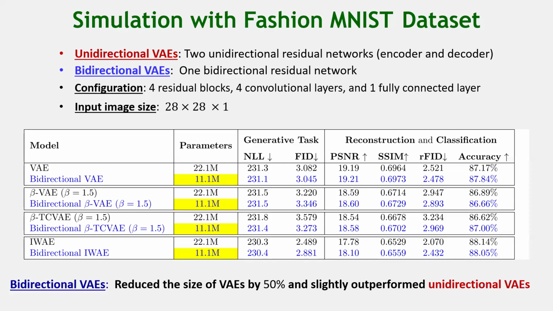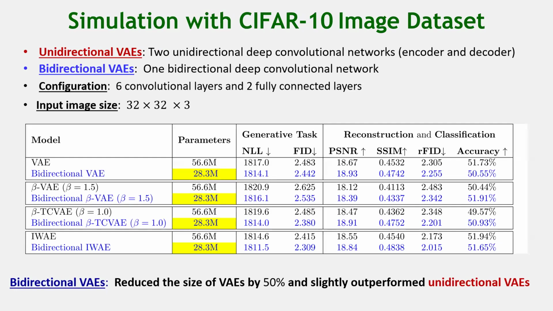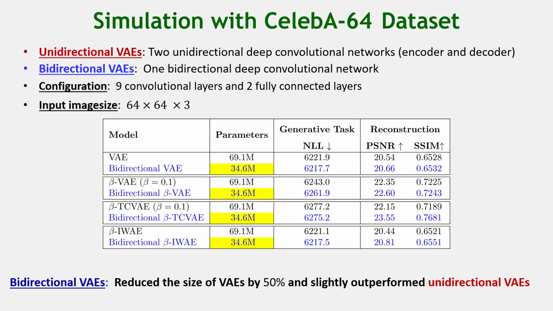In the Fashion case, what we see, you see in the yellow, Fashion MNIST, that we roughly cut in half the number of parameters, and all the performance measures go in the right direction. Negative log likelihood goes down in the bidirectional case. Fréchet inception distance goes down, peak SNR goes up, structural similarity goes up, accuracy goes up, and so forth. The same thing we see with CIFAR 10, same cut in half, same correct direction on the negative log likelihoods, the Fréchet distance, the SNR, the structural similarity, and the accuracy, and also on CelebA 64.